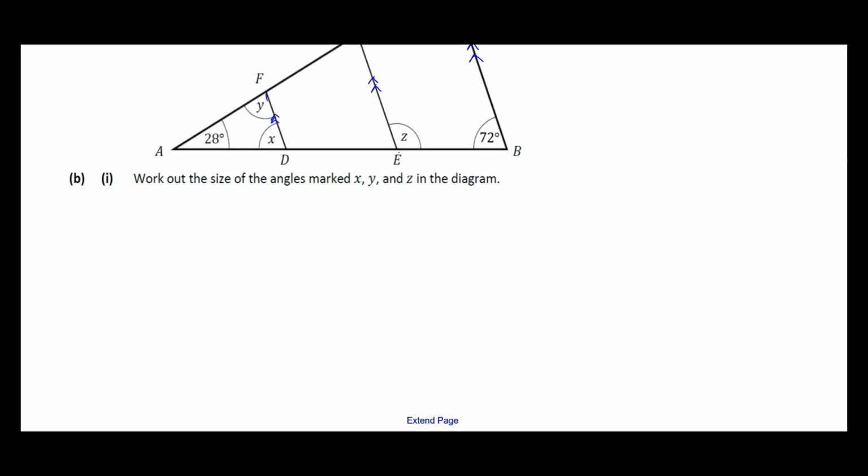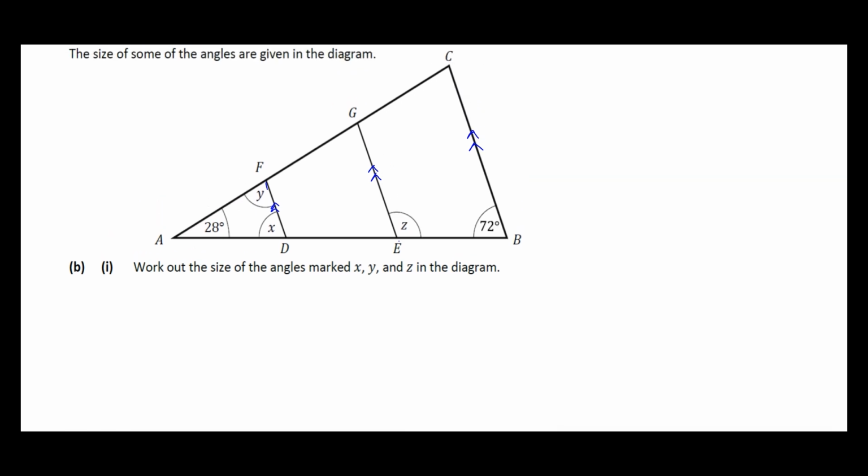So what do we need to do here? We need to work out the size of angles marked X, Y, and Z in the diagram. The knowledge that we are using here is about the letter F, the letter X, and the letter Z. So that's types of different angles. With the letter F, those two sides are parallel to each other, and therefore these two angles are the same. That's what we call corresponding angles.